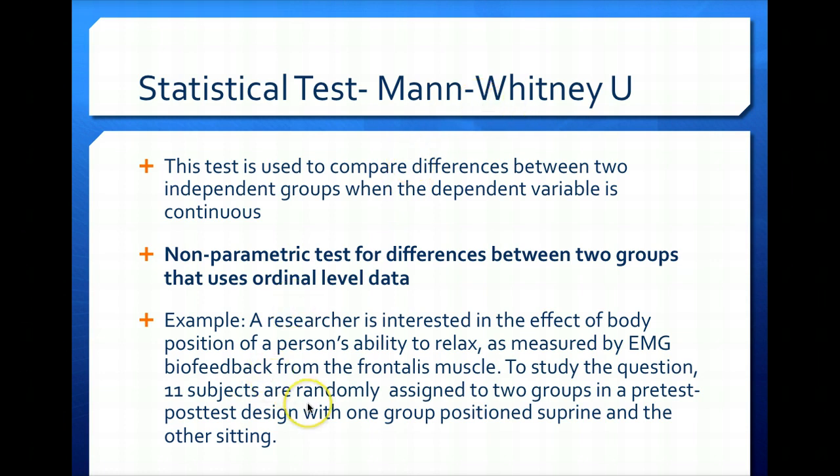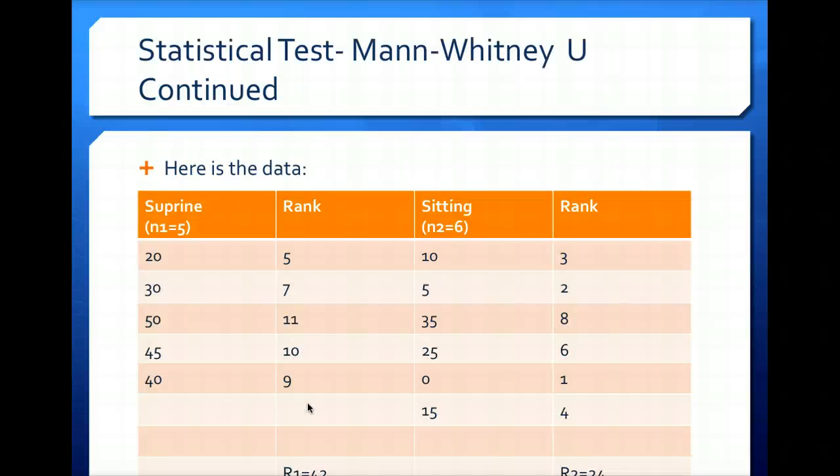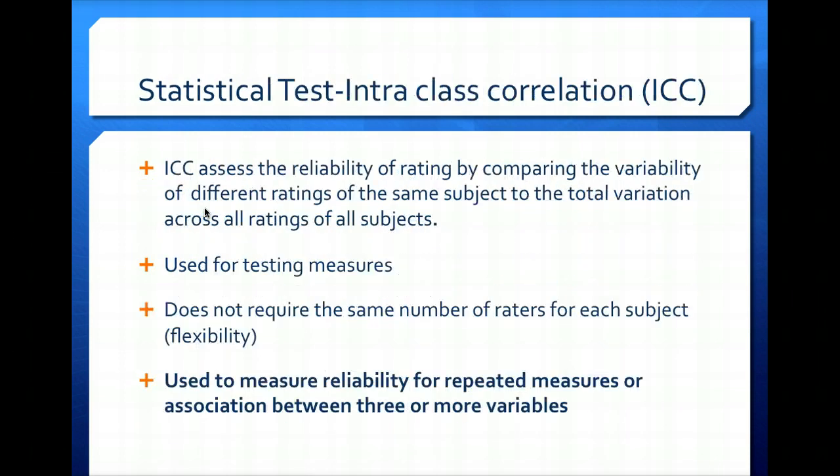So here's an example. A researcher is interested in the effect of a body position on a person's ability to relax. And we're looking at two different groups that are put into a pre-test and post-test design. So you have one group sitting and the other position supine. Now, that's just a question. Here's some data that I just put together. Look at this data. So you have your two groups.